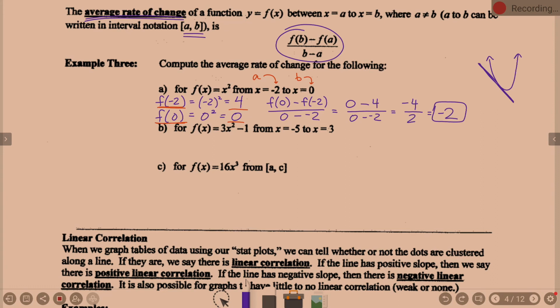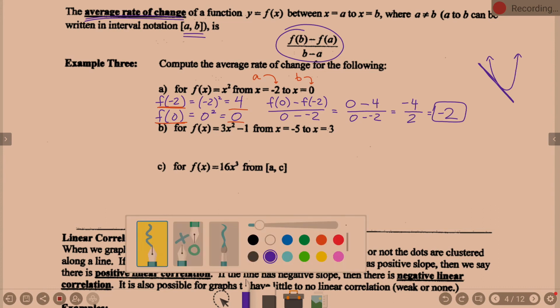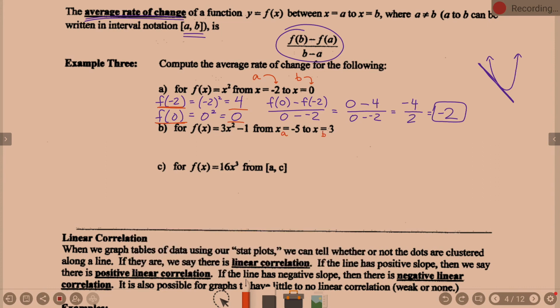Okay. Let's try b. F of x is given as 3x squared minus 1. X is negative 5 to x is 3. So we have our a and our b value, correct? What do we also probably need to find? F of negative 5 and f of 3.